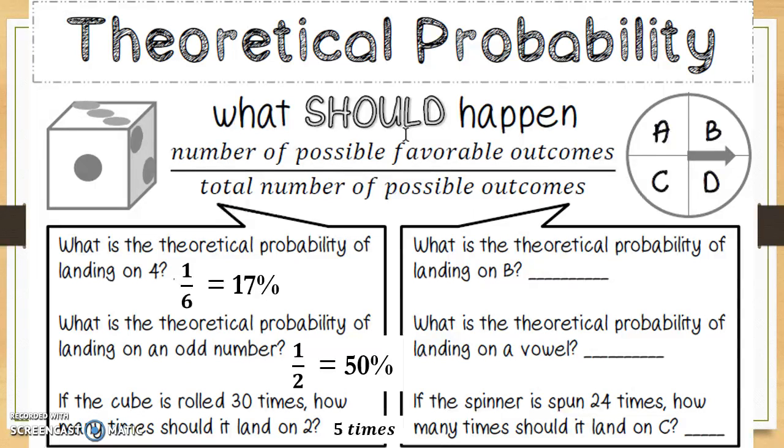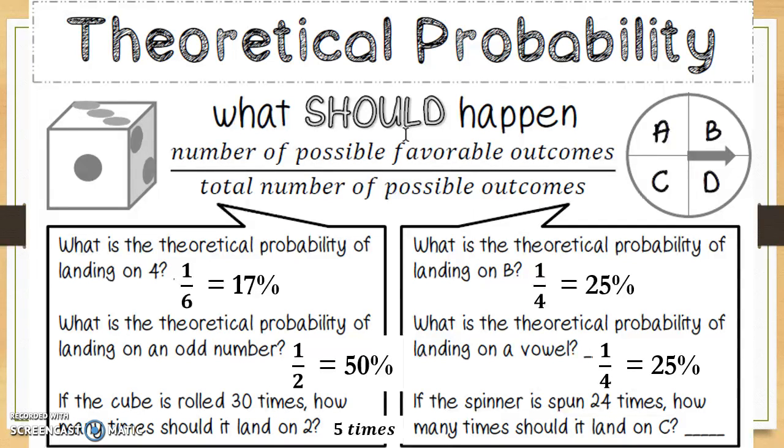All right, let's look at that spinner. So what's the theoretical probability of landing on B? Well, there's 1 B out of 4 total letters, so there's a 25% chance of spinning the spinner and getting a B. The theoretical probability of landing on a vowel is the same, 1/4, 25%.